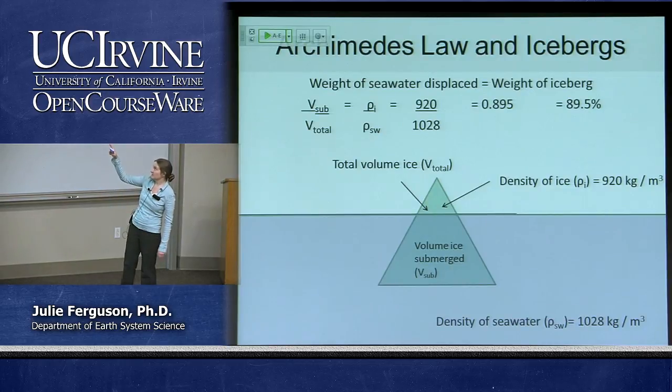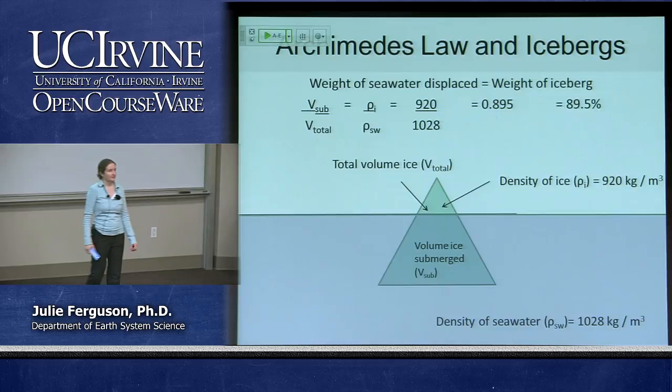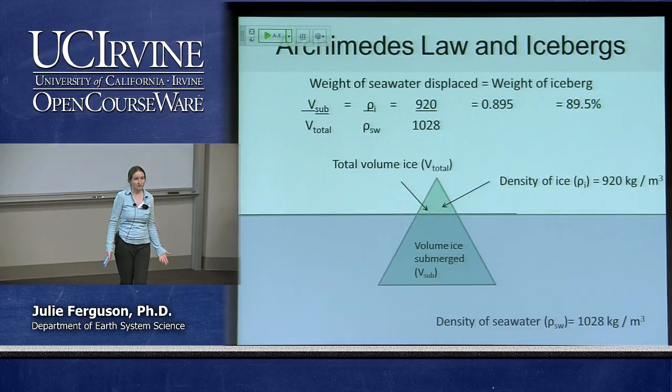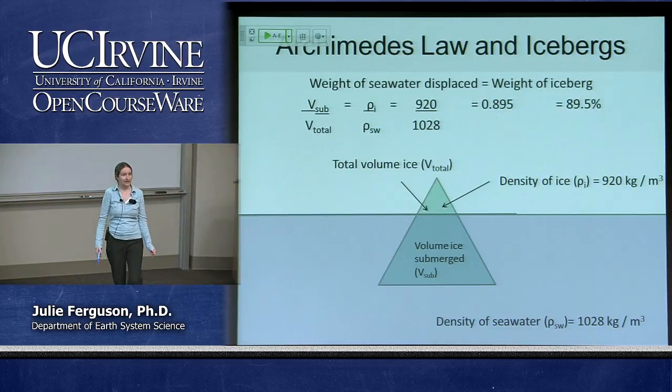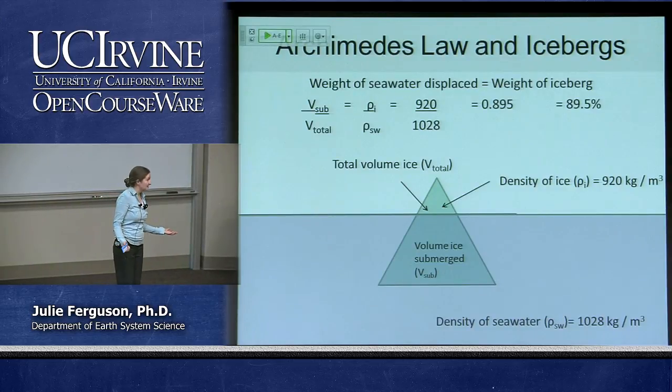So if we put those numbers into our formula, then we get something like 0.895. We turn that into a percentage just by multiplying it by 100, then we get 89.5%. It's 90%. So we've really simply worked out that 90% of our ice has to be underwater just by using the density ratio there, okay? So it suddenly makes a whole bunch of sense, hopefully. Does everyone follow that? Yes?